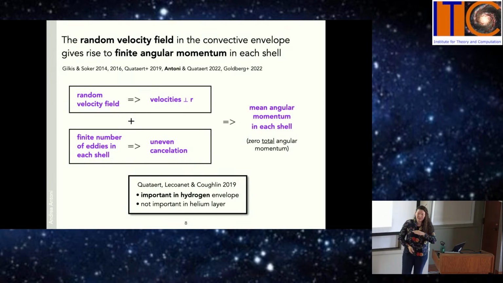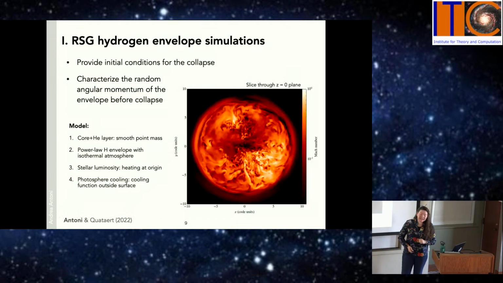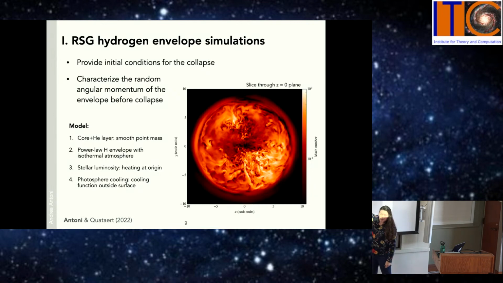Okay, so let me start with the first simulations, and that is just simulating the hydrogen envelope. There are two things here. One is that this will provide the initial conditions for the collapse, and I can also characterize the random angular momentum of the envelope before collapse. Let me explain the model here. This is a slice through the center of the star. This is a 2D slice, and my simulation is a 3D star in a box.